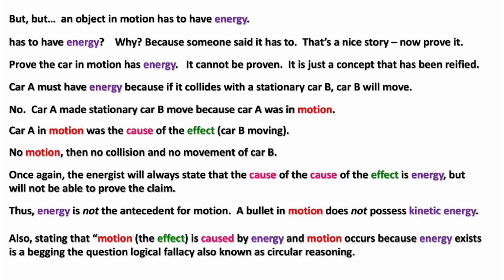Car A must have energy because if it collides with a stationary car, B will move. No, car A made stationary car B move because car A was in motion. Car A in motion was the cause of the effect, car B moving. No motion, then no collision, and no movement of car B. Once again, the energist will always state that the cause of the effect is energy, but will not be able to prove the claim. Thus, energy is not the antecedent for motion.